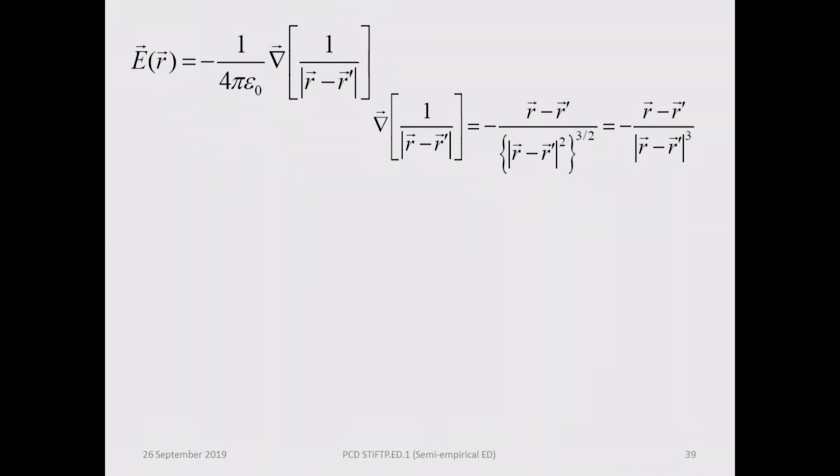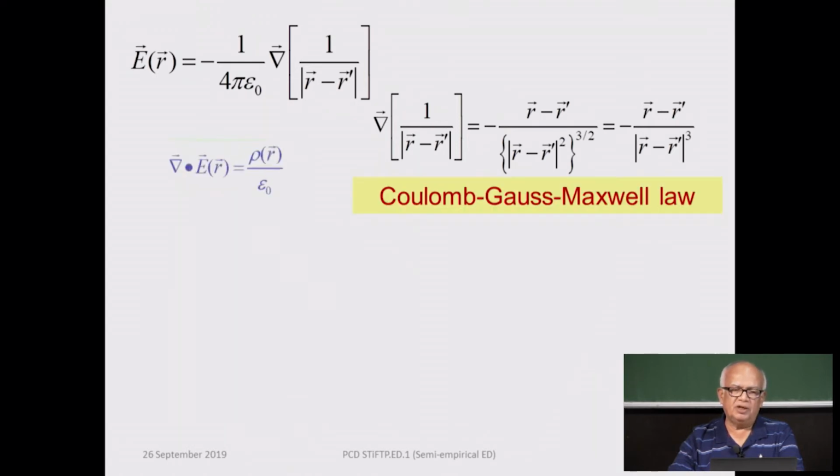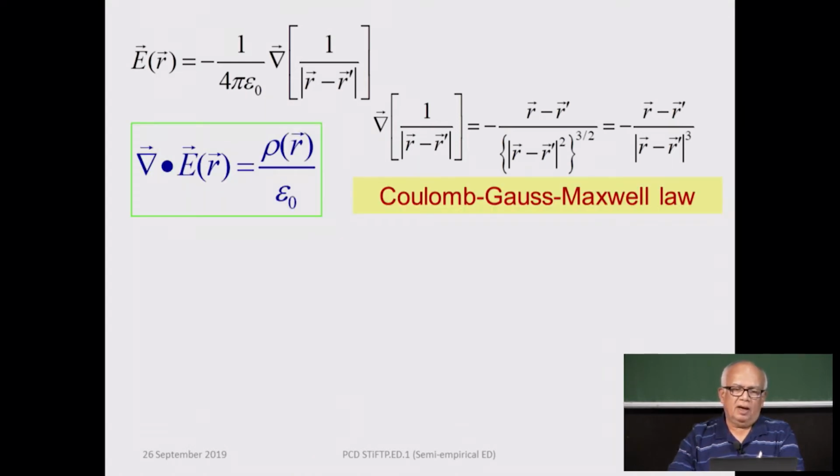So this is Coulomb's law. The 1 over r square is the gradient of the 1 over distance, the negative gradient, since force is the negative gradient of the potential. So you recognize the potential over here, and you have the Coulomb-Gauss law, which is subsequently carried into the Maxwell scheme of equations, and it appears as one of the Maxwell's equations. So it can also be called the Coulomb-Gauss-Maxwell law.